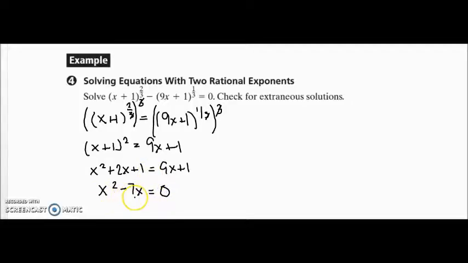Okay, well, we can factor this. They actually both have an x in common. So we end up with x times x minus 7. That's completely factored now. So we can set each of these equal to 0. So we get x equals 0 and x minus 7 equals 0. So x equals 7. All right, it says we need to check for extraneous solutions.